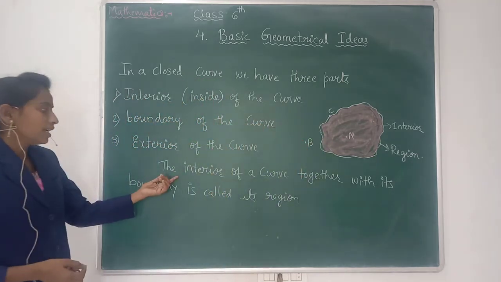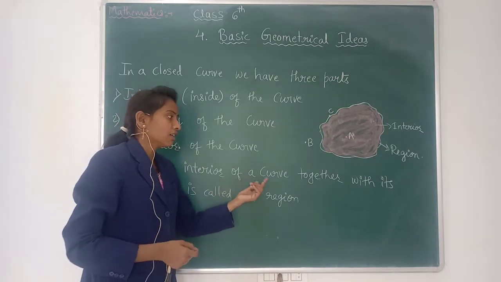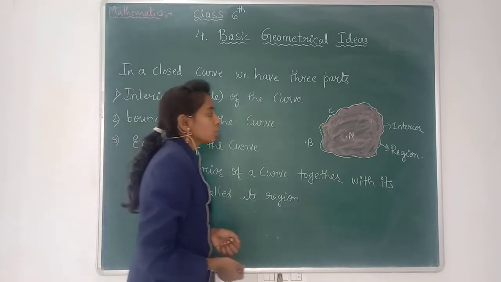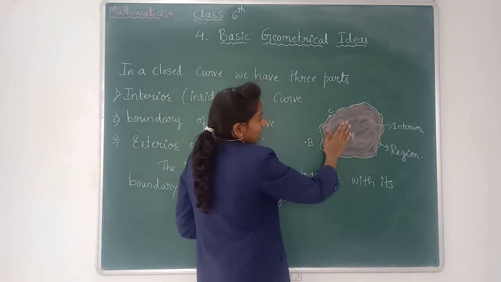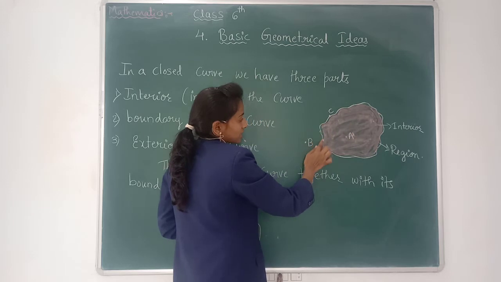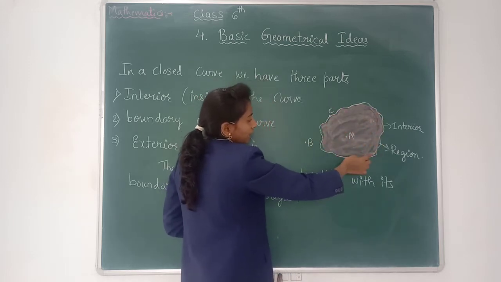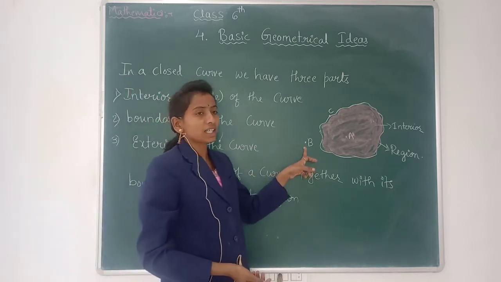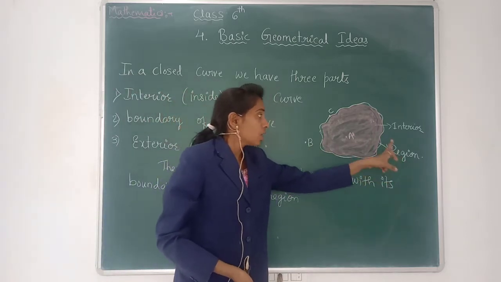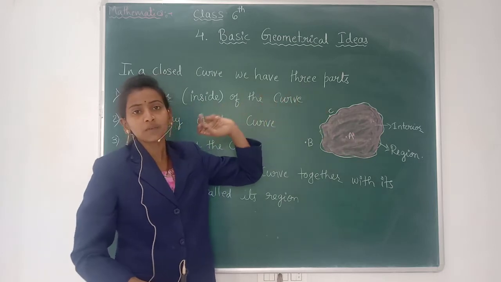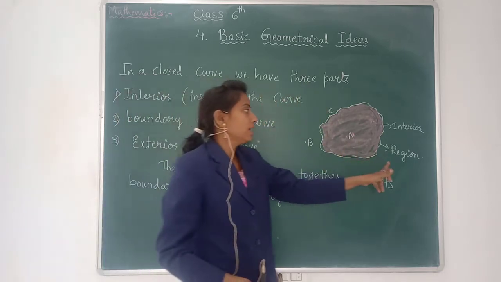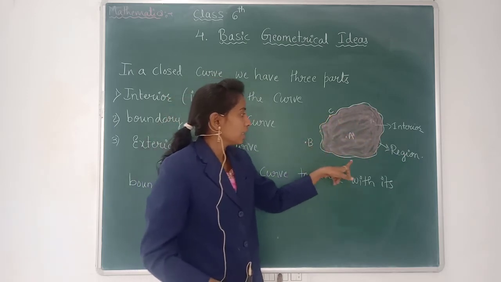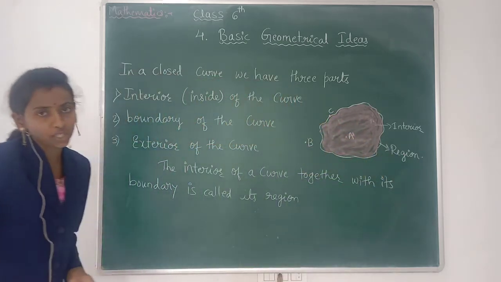The interior of a curve together with its boundary is called its region. Whatever we have in this area and the boundary, these two together we call the region. Point B we are not considering for the region. Only point A and point C we consider for a region. So this whole part and this boundary together we call the region.